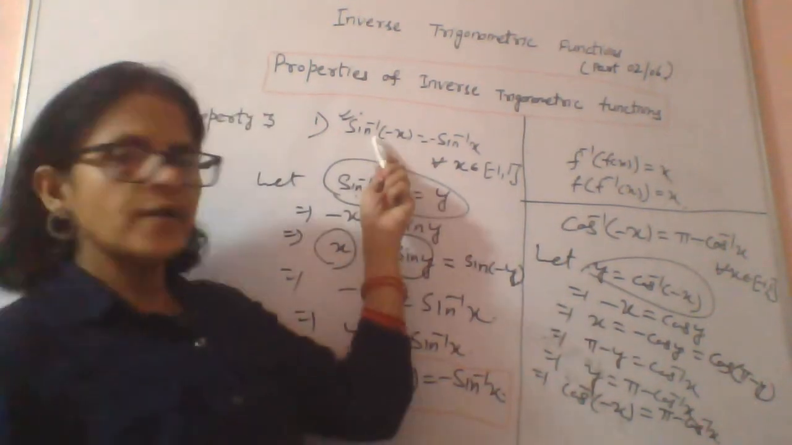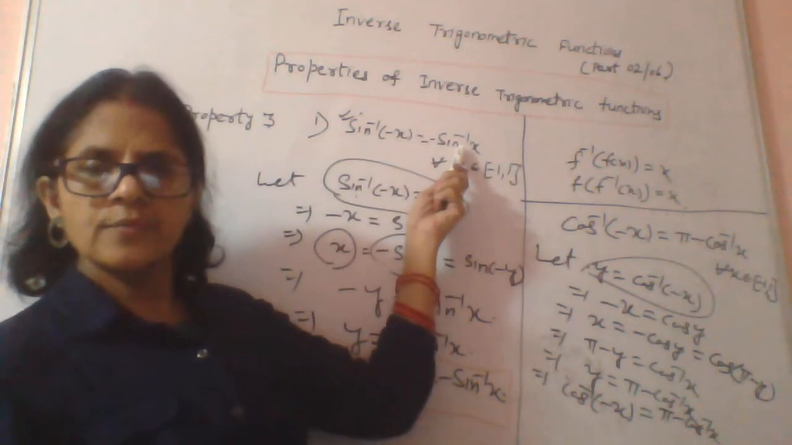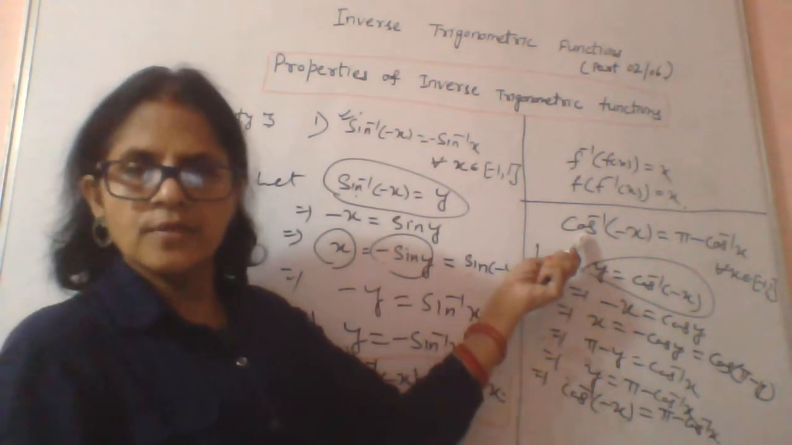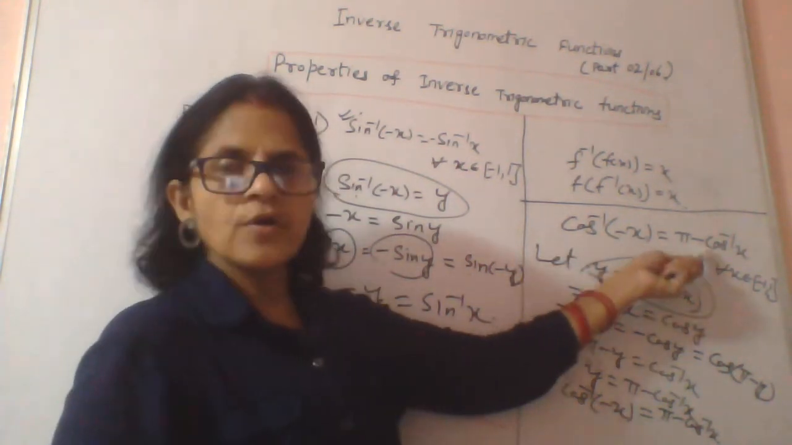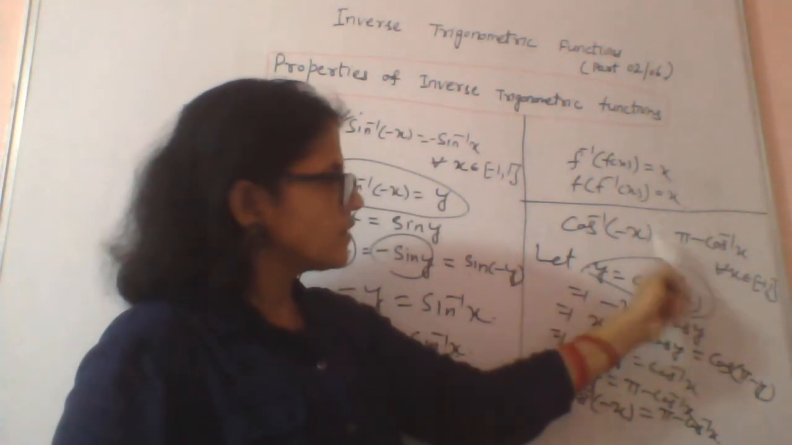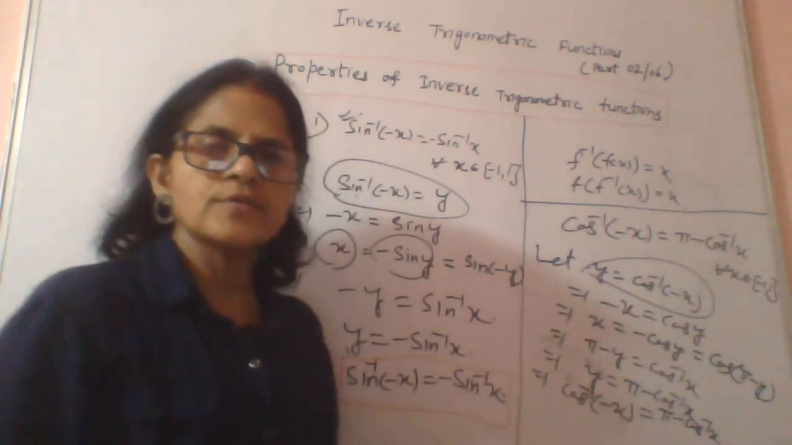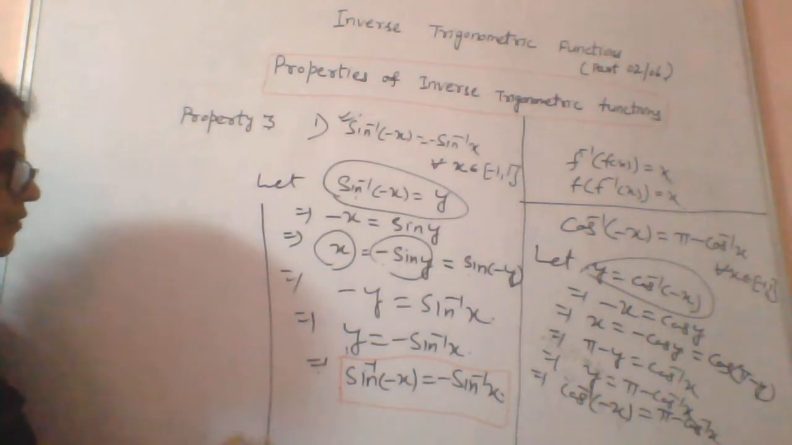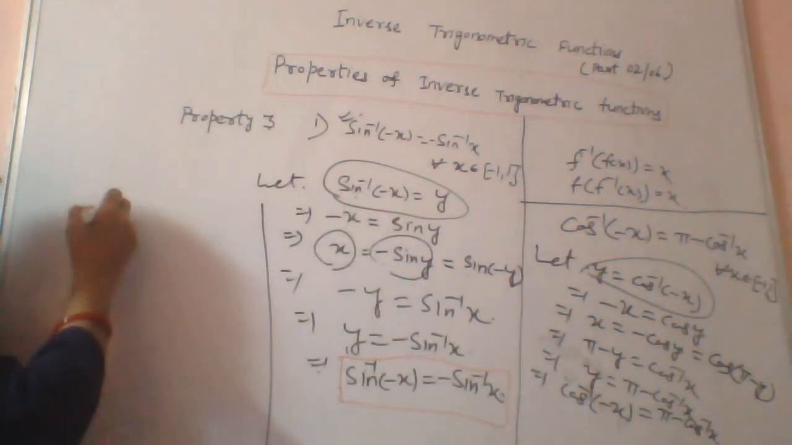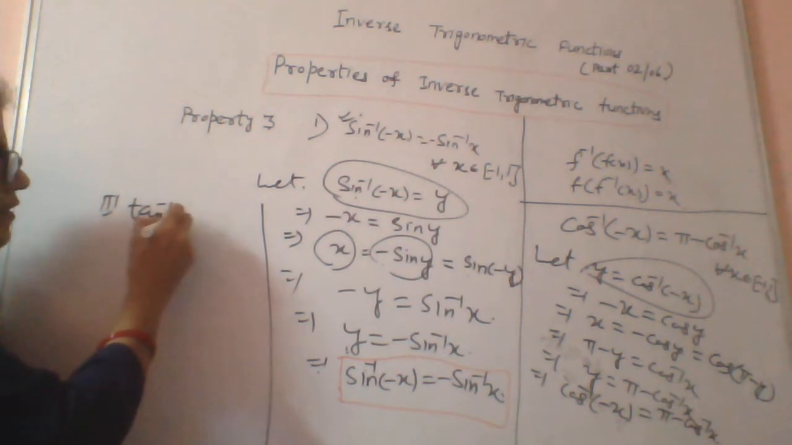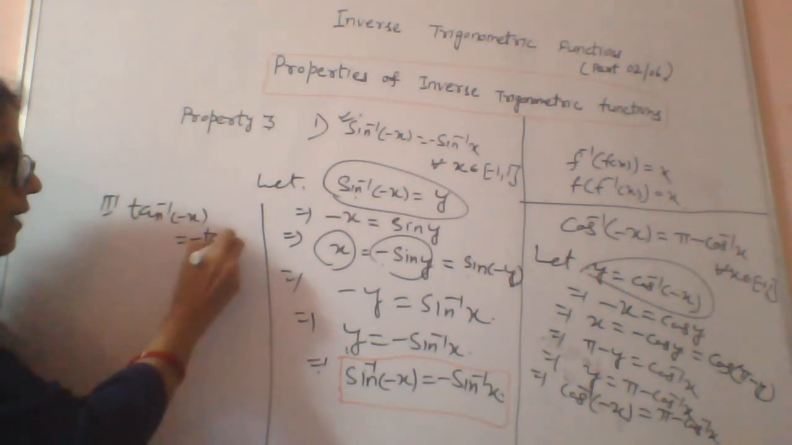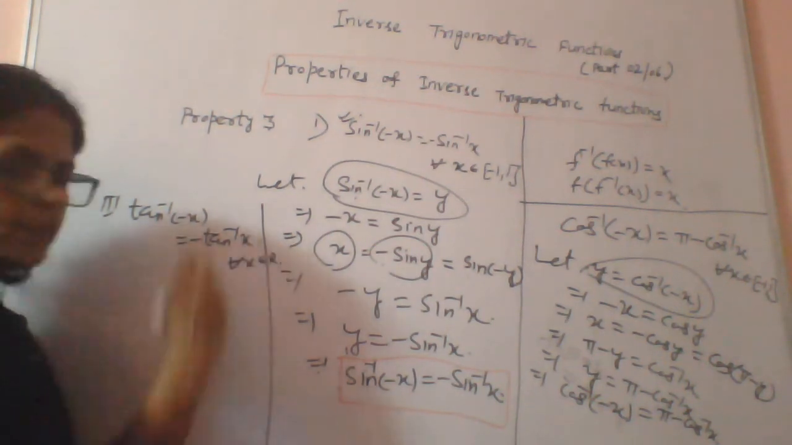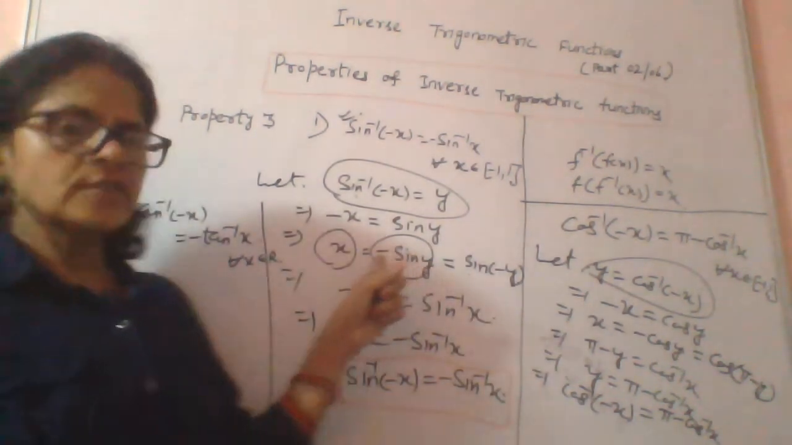So now see, sin inverse minus x equal to minus sin inverse x, where x belongs to the closed interval minus 1, 1, and whenever it is cos inverse minus x, it is pi minus cos inverse x. The domain of this function is the closed interval minus 1, 1. So in property number 3, the other functions are similar to this. Third one is tan inverse minus x equal to minus tan inverse x, for all x belongs to the set of real numbers. You can prove this in a similar way.